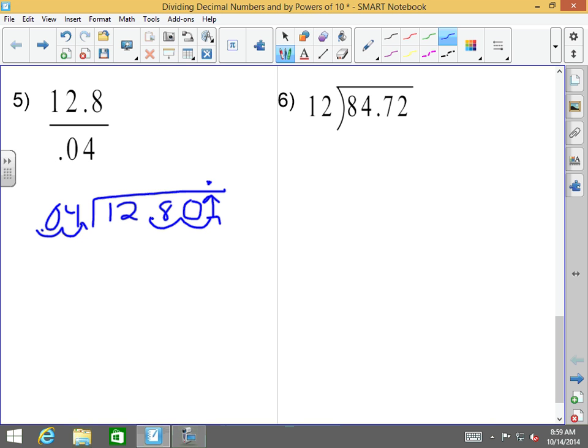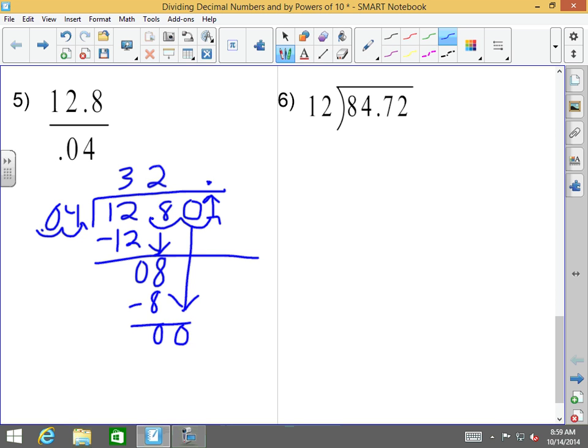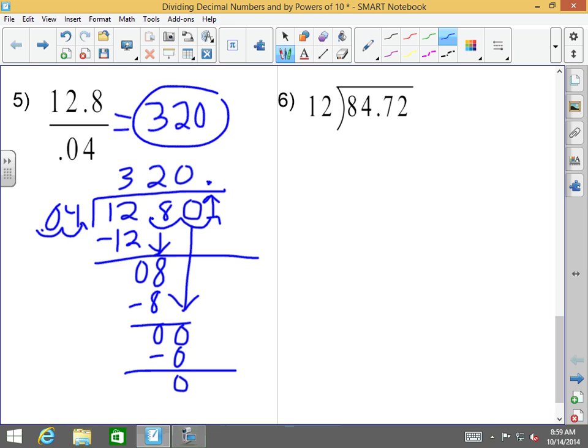Yes. Okay. 4 goes into 12. How many times? 3. So I got minus 12. 0. Bring down the 8. 4 goes into 8. 2 times. So 2 times 4 is 8. That's a 0. Bring down the 0. 4 goes into 0. 0 times. So bada bing, bada boom. My answer is 320. Does that make sense, gentlemen?